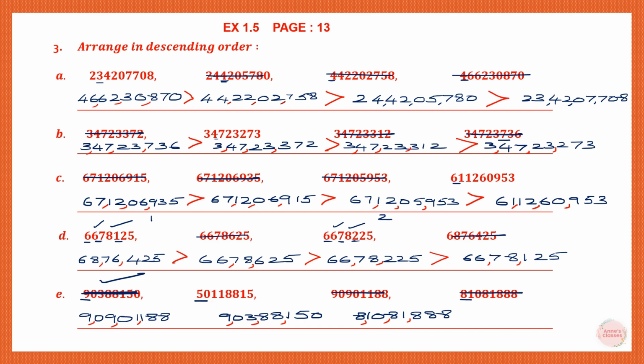Let's write it down. So that is 50118815. And let's put the commas. Commas will come here. Now let's read it. This is 5 crore, 1 lakh, 18,815. So now we'll put the symbol to show that this is greater. So with this, we have finished the descending order.